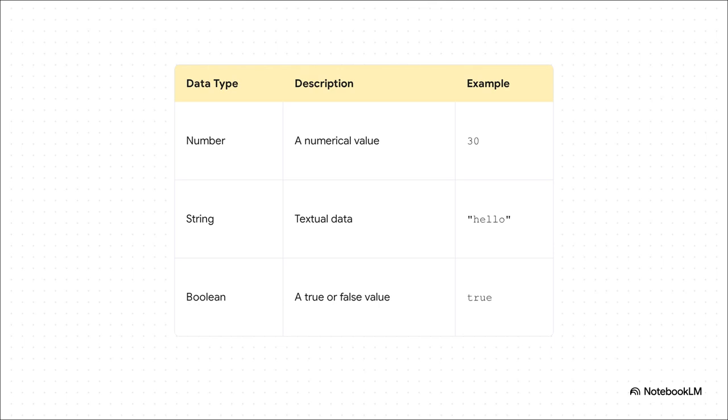But here's the thing, these boxes are built for different kinds of stuff. You've got boxes for numbers, which you use for math. You've got boxes for text, which programmers call strings. And you've got boxes for booleans, which are basically just simple on or off switches, true or false.